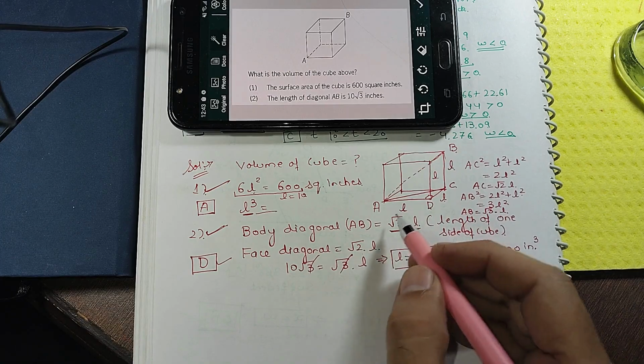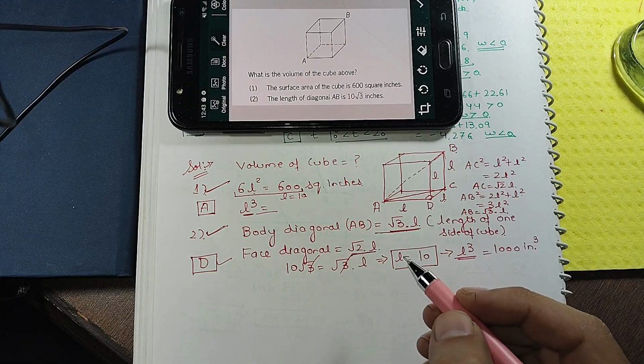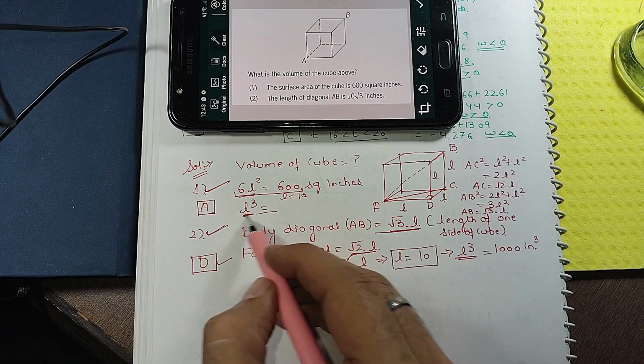For future reference, you must know that the body diagonal of a cube is equal to root 3 L and face diagonal is root 2 L, surface area is 6 L square and volume is L cube.